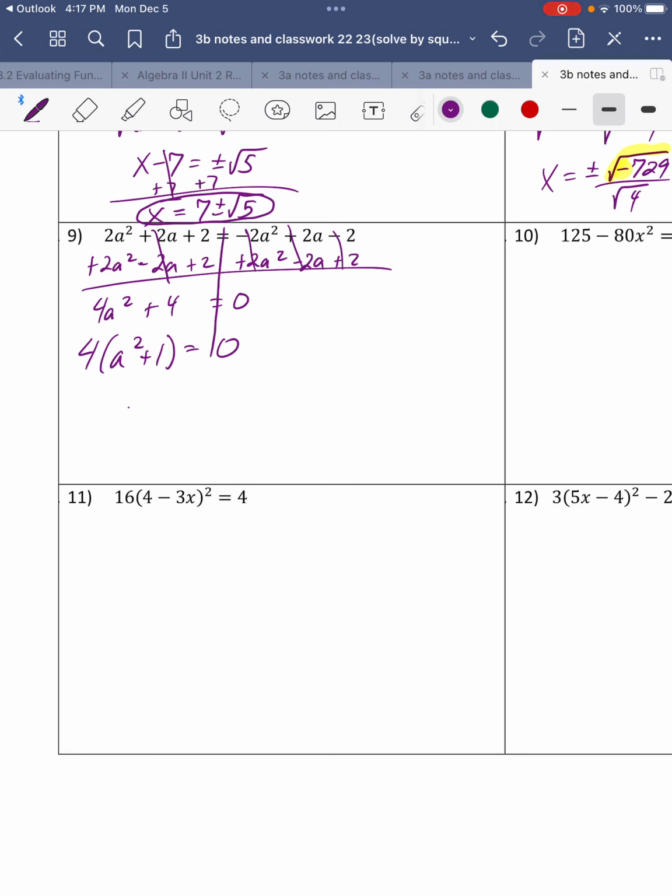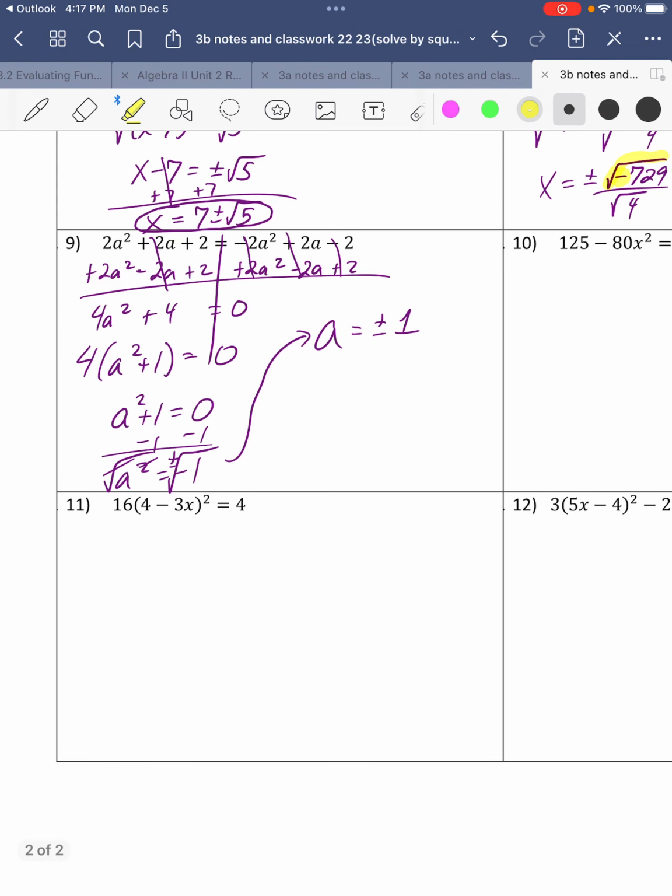Now all of our solutions are coming from the factor a squared plus 1, since that is a quadratic. We're going to subtract 1. When you square root, you have the square root of a negative. The square root of 1 is 1, and the square root of negative 1 is i. So 1 times i is actually i.